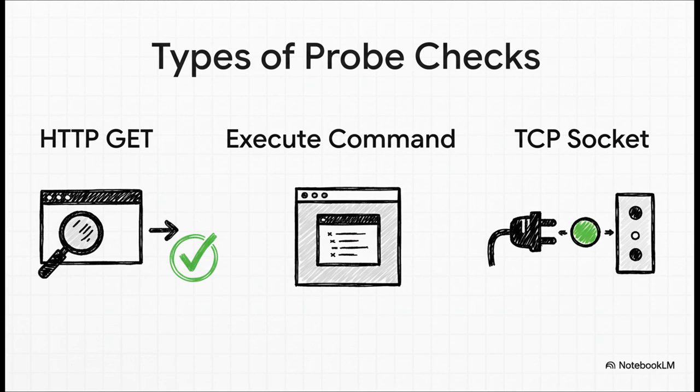So how do these probes actually check on your app? Well, they've got a few different tools in their toolkit. The most common way is just to send an HTTP request to a special health check page, like your app.com/health. Or it can run a specific command inside the container itself, or even just check to see if a network port is open. It's super flexible, so you can define exactly what healthy means for your application.